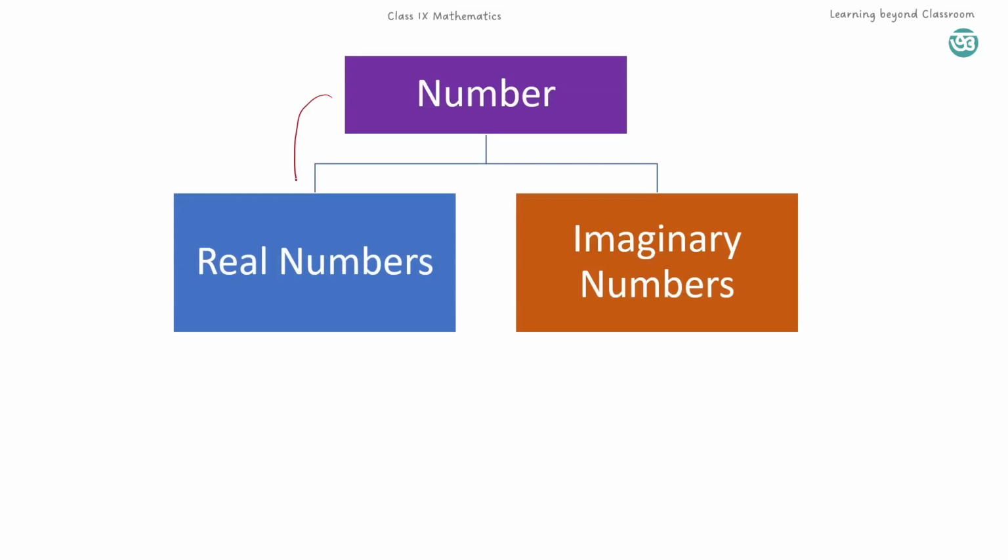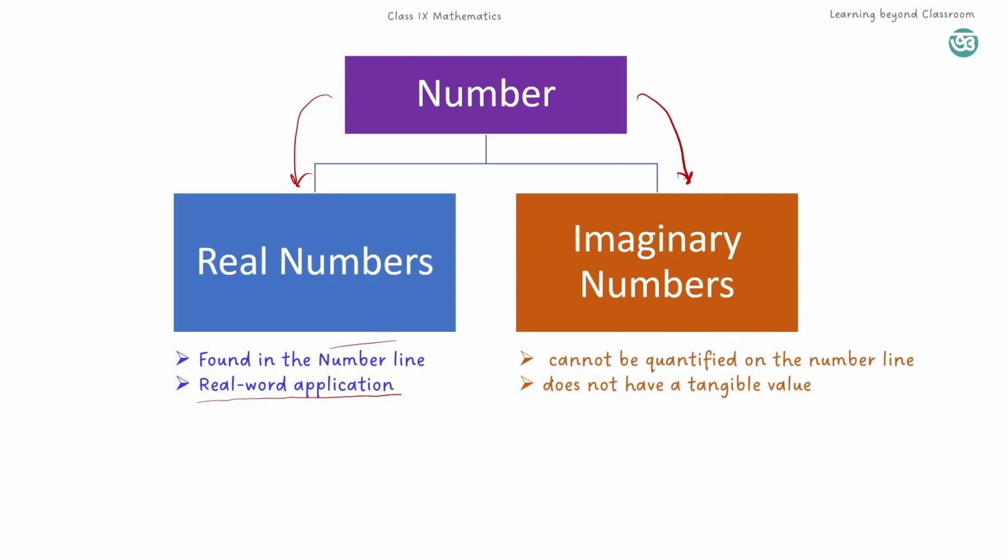Numbers are basically divided into two parts. One is real numbers and another is imaginary numbers. Real numbers are real. They can be found on the number line and they have real world applications or uses. While imaginary numbers are imaginary and cannot be quantified on the number line, and they do not have a tangible or real value.